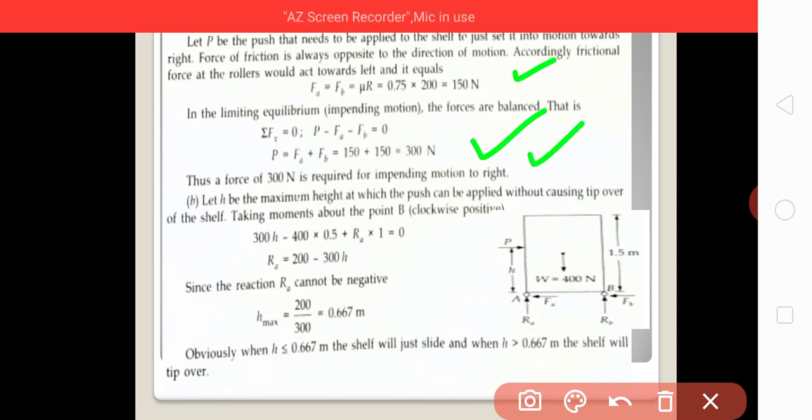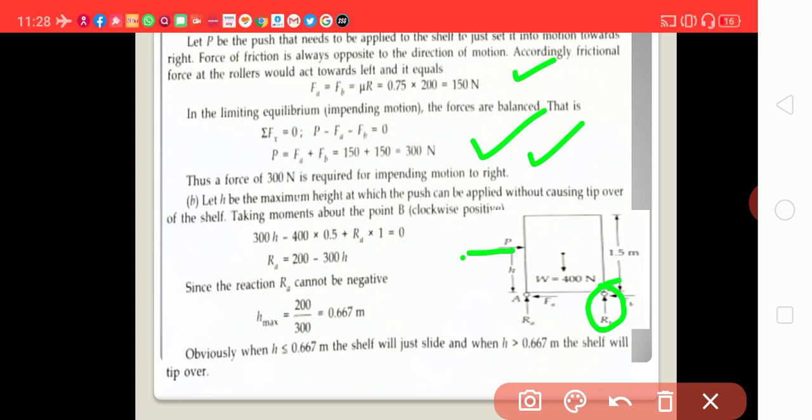Now, the next is the condition of toppling, that is similar to the problem we showed before. Let h be the maximum height at which the push can be applied without causing a tip over of the shelf, taking moment about the point B clockwise, that is 300 h, that is the force 300 Newton applied here. It will try to topple about this point. Okay, we have to avoid the toppling.